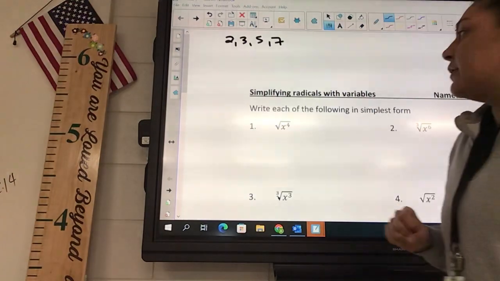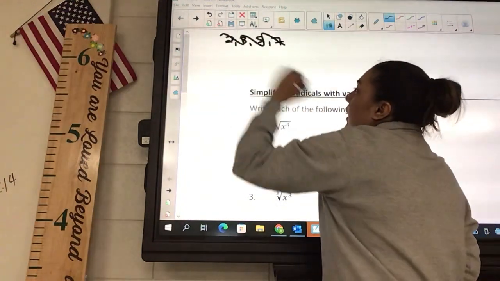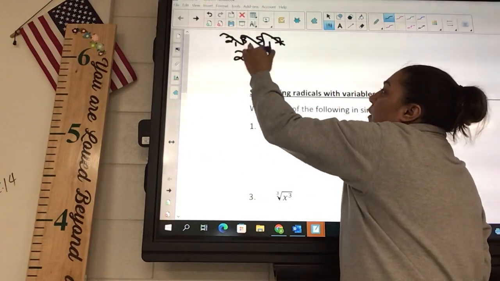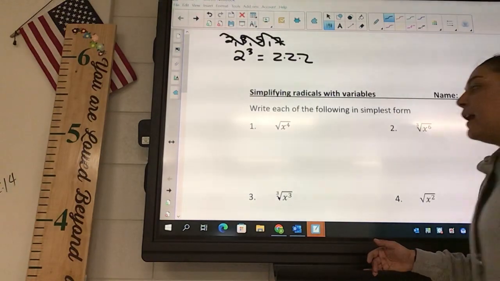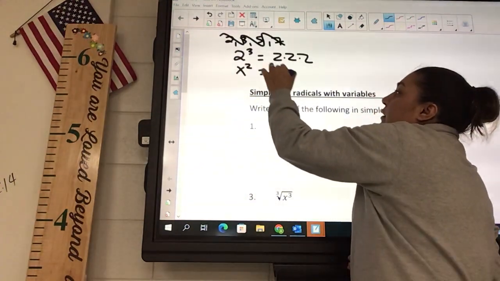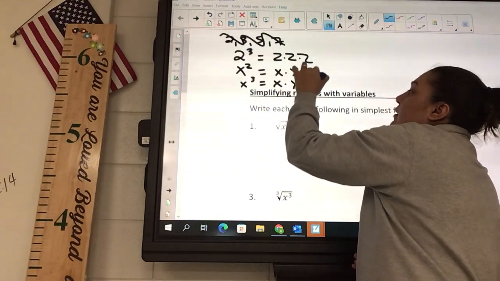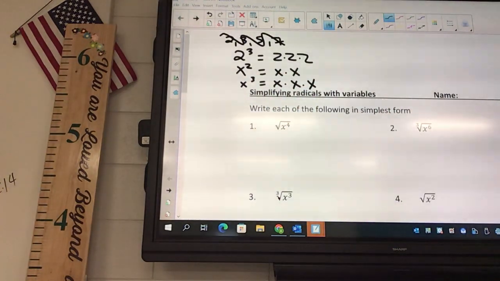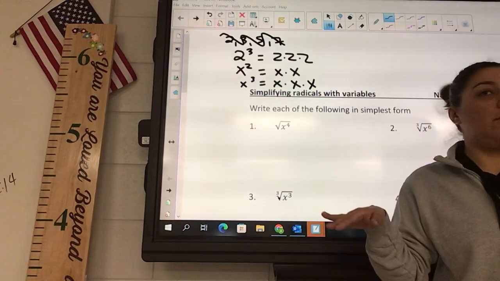And so we have x to the 4th. Well, something to a power means if you have 2 to the 3rd, that really means 2 times 2 times 2, 3 times. So if we have x squared, it's x times x. If you have x to the 3rd, it's x times x times x. And so the little number that is the exponent that's attached to the variable says how many times. So my suggestion to you when you're doing these is just to write them out.